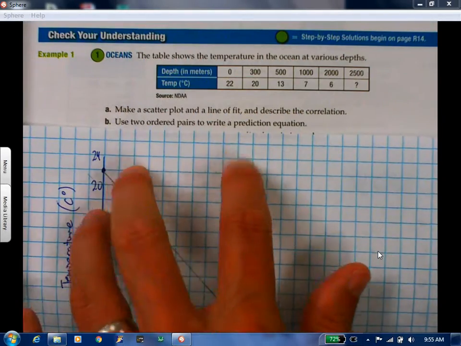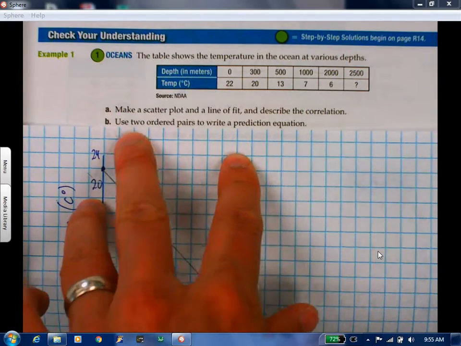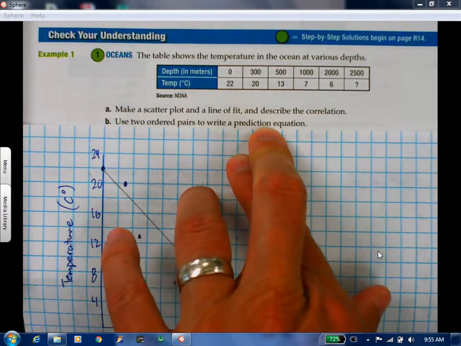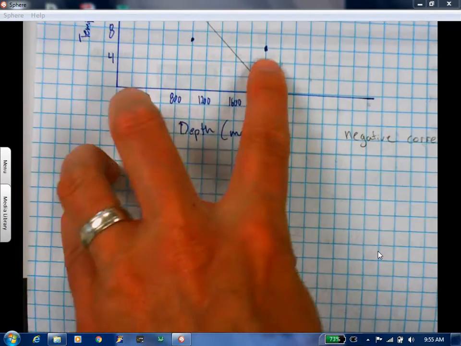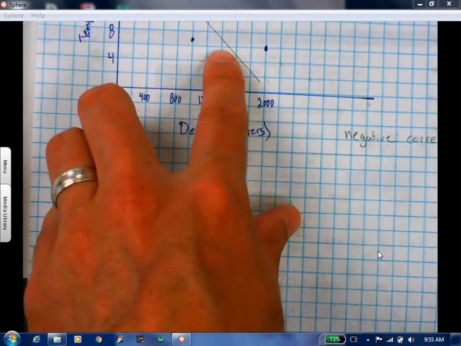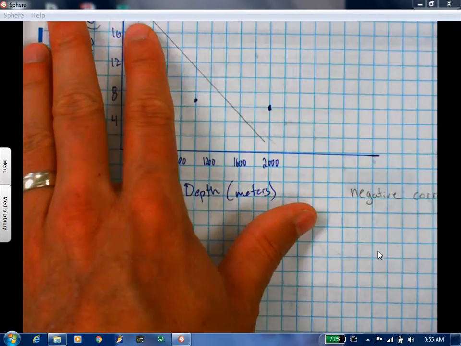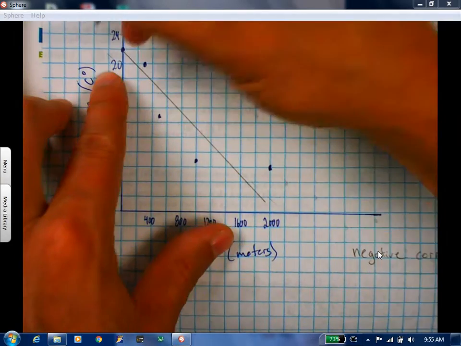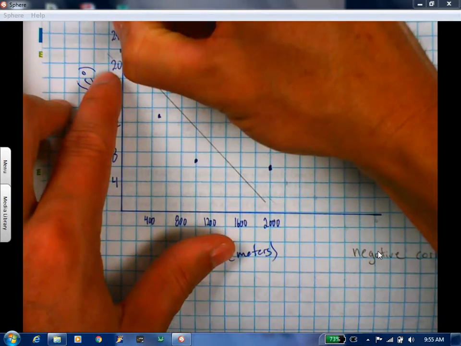So B, they help you out. It says use 2 ordered pairs to write a prediction equation. You do not have to use ordered pairs that they've given you here. We want to use ordered pairs on the line. Okay? So, sorry. You want to use ordered pairs that are on the line. So that also is why it's helpful to at least have one of them.